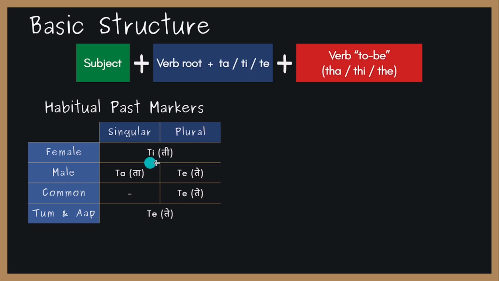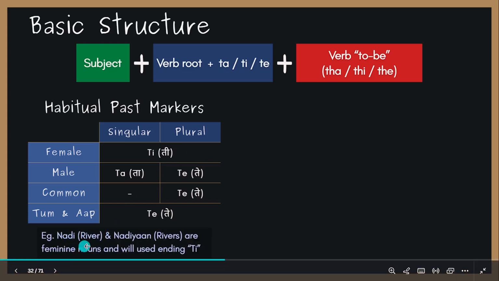Ti is used for both a female singular as well as specifically an all-female plural. So you have one person and she's a female, right? So you will use ti. Or if it's a group and you're specifying that it's an all-female group, then also it will be ti. And then again, same thing with objects, right? So if you have a bunch of objects which are female. So for instance, you have the word nadi, which means river. River is female in Hindi, right? So when you have the plural form nadiyan, that becomes a female plural. So when you say nadiyan, you will use ti for the ending of the verb.